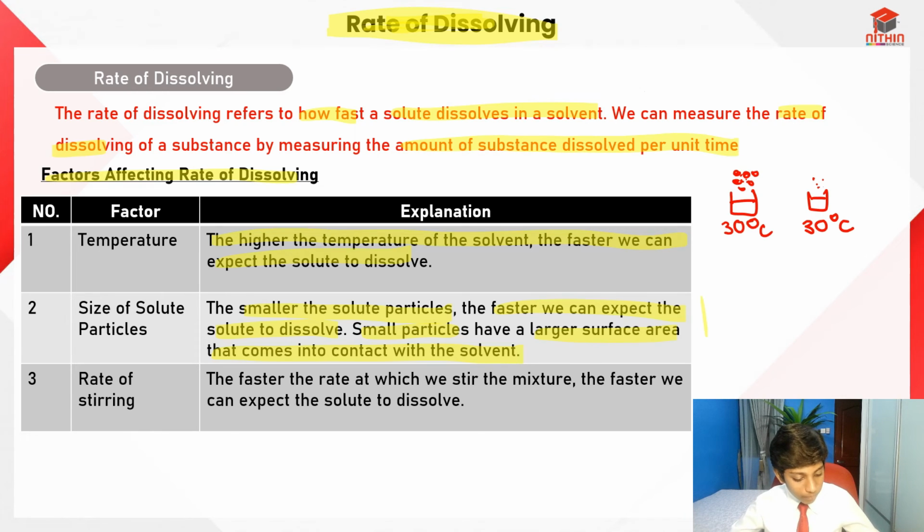Next, rate of stirring. The faster the rate at which we stir the mixture, the faster we can expect the solute to dissolve. So these are the three factors affecting the rate of dissolving. I hope you understood that. Now let's move on.